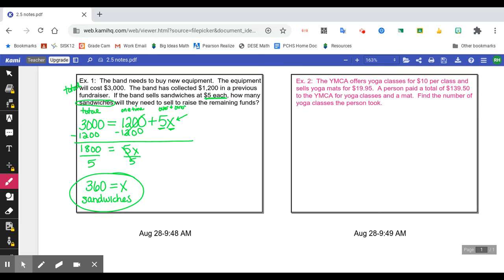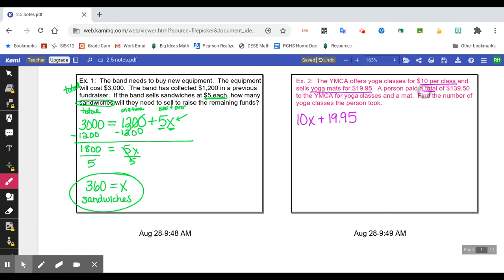Okay, again, let's go back. The YMCA offers yoga classes for $10 per class. Well, you're probably going to go to more than one class. So that's going to be our number that happens over and over again. And it makes more sense when you keep reading and see that yoga mats are $19.95. And you know you're not going to need more than one yoga mat. So that's going to be our one-time amount. And the 10 is going to happen over and over again.